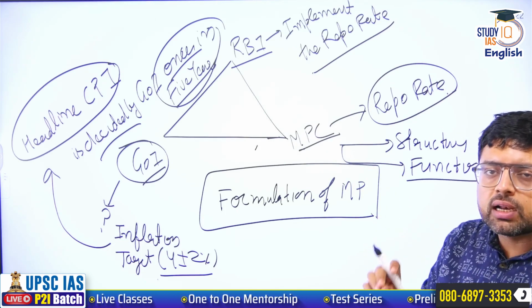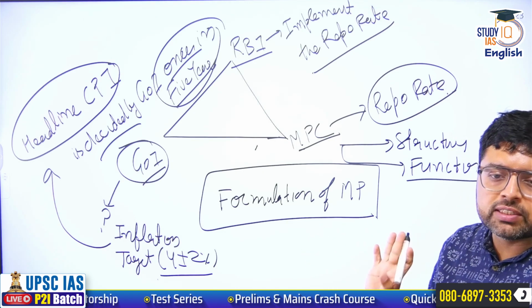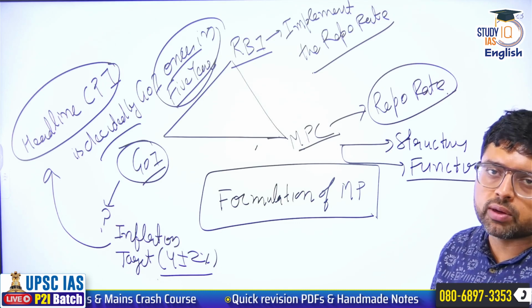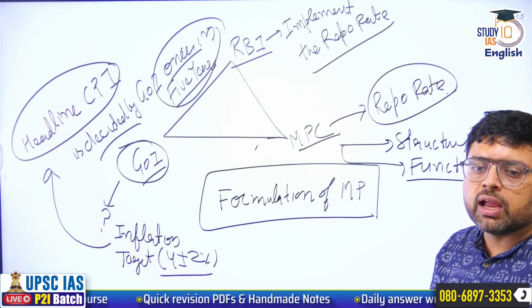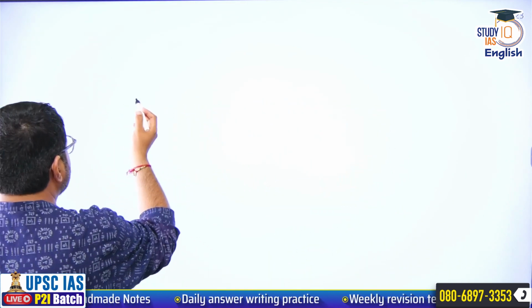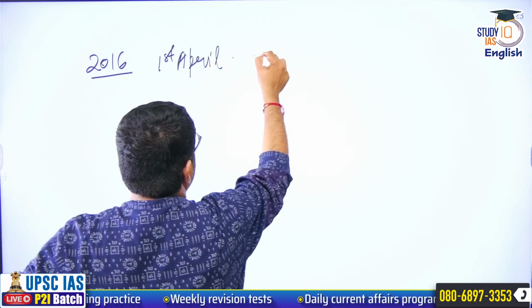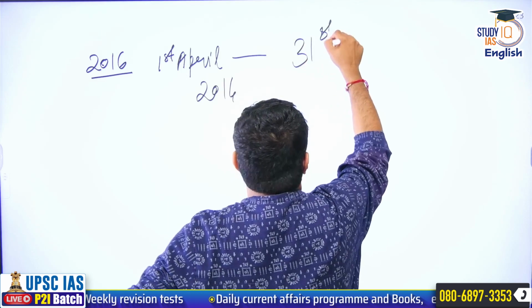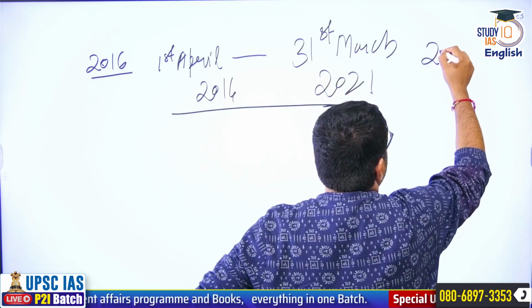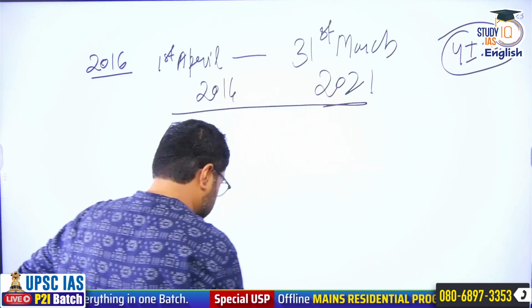Ultimately, this concept of inflation target was introduced in 2016 along with the MPC. So, in 2016 we decided the inflation target, that is 4±2%, which continued till 31st March 2021. Now, from 1st April 2021, we have a new target, and the new target is also the same. So, till date we have decided the inflation target twice, as I told you, once in 5 years. First, we decided in 2016, which we started implementing from 1st April 2016 till 31st March 2021. In this time our inflation target is 4±2%. Clear?